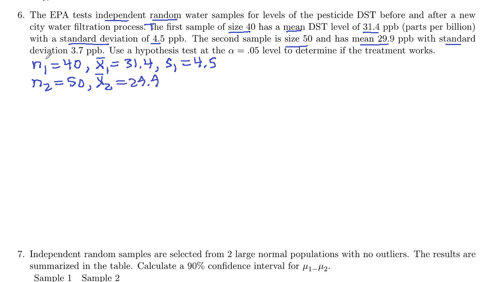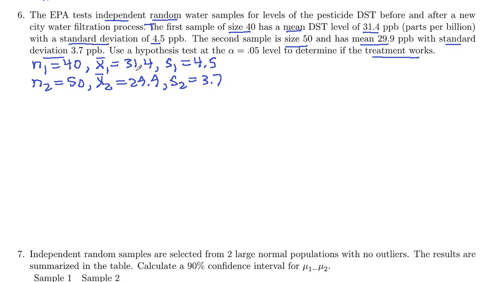And a standard deviation of 3.7. So that's going to be S2 is 3.7. We're going to use a hypothesis test at alpha is 0.05 to determine if the treatment works. So if the treatment works, it should lower the lead level. So we can see that this is the before data and the after data.